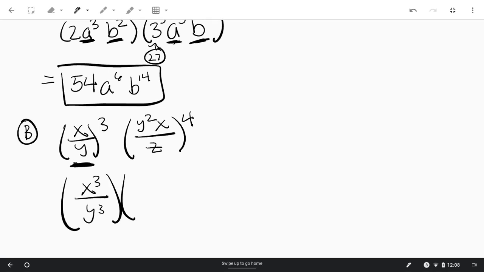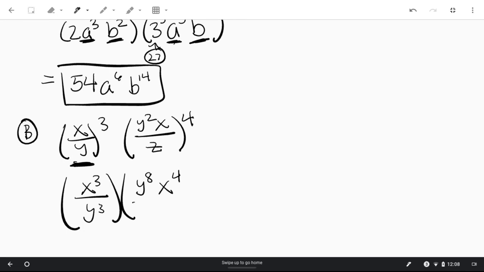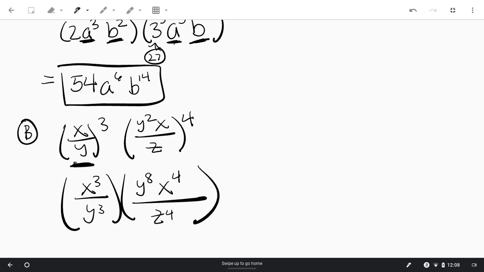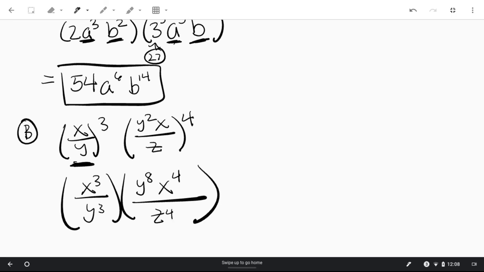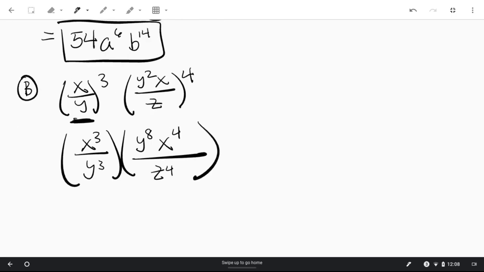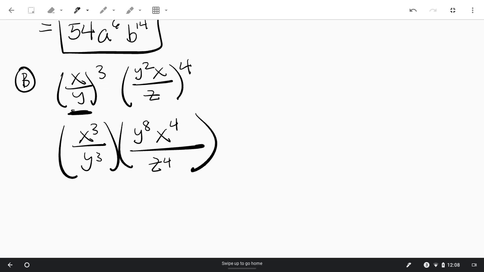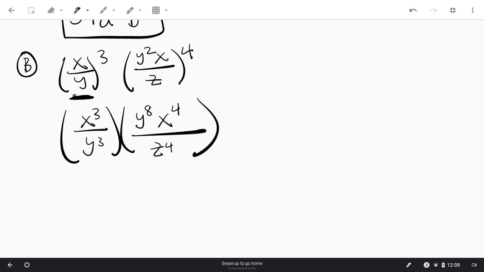And then over here, the y becomes y to the 8th, this becomes x to the 4th, and this one down below is z to the 4th. Once you've taken care of those outside exponents, you can go ahead and do your multiplication or your division. It doesn't matter which order, you'll still get the same answer.